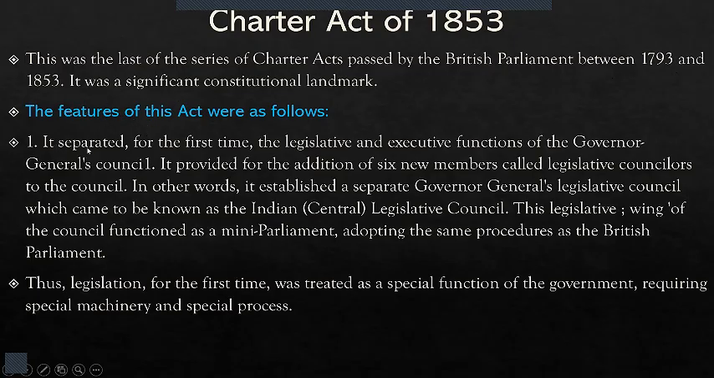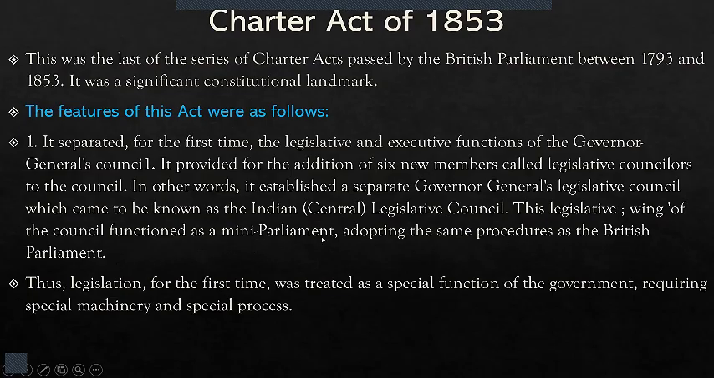Okay, the features are: it separated for the first time the legislative and executive functions of the Governor General's Council. So the legislative and executive functions of the Governor General's Council were separated. It provided for the addition of six new members called legislative councillors to the council. In other words, it established a separate Governor General's Legislative Council, which came to be known as the Indian Central Legislative Council. This legislative wing of the council functioned as a mini parliament, adopting the same procedures as the British Parliament.